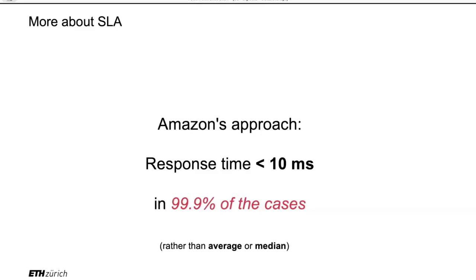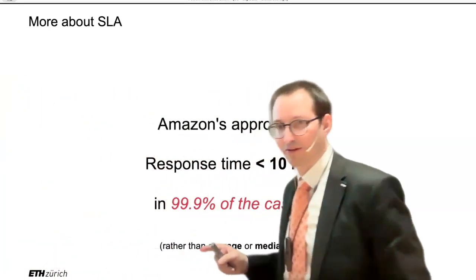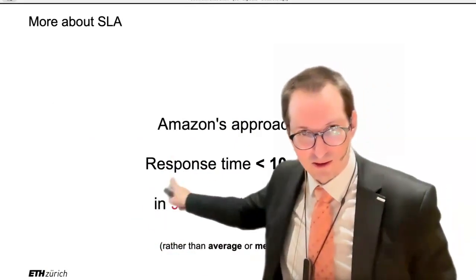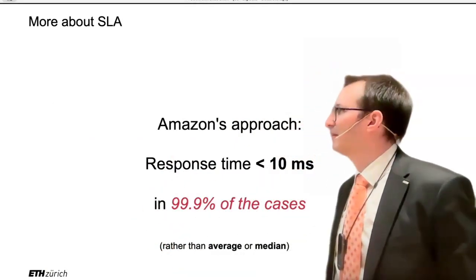So instead, what we do is we give you a percentile. We tell you, we guarantee you like 10 milliseconds in 99.9% of the cases. So it means that out of 1,000 tries, 1,000 requests, only one will take more than 10 milliseconds. The others will take less. So this is again the SLA, the service level agreement language that always uses these cool numbers. Okay.